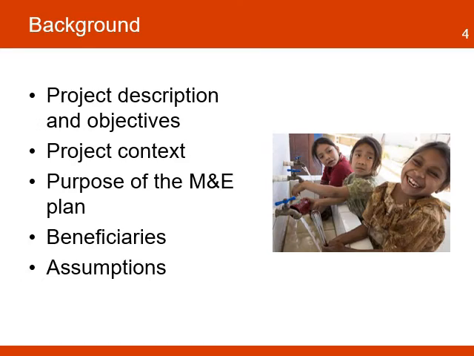The background section is a short summary of the project. It contains information that helps understand the M&E plan. It will include a description of the project and its objectives, the context of the project, the general purpose of the M&E plan, and information about the main beneficiaries and assumptions.